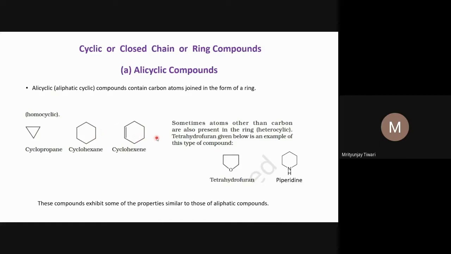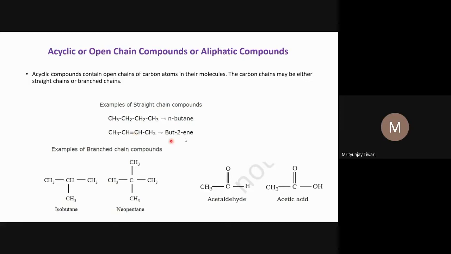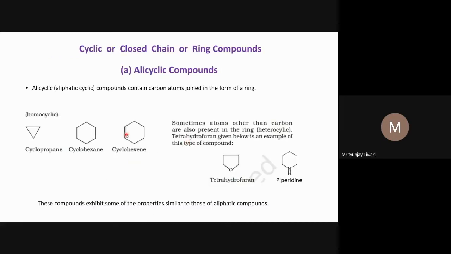Those aliphatic compounds we have seen can have double bonds and they can also have triple bonds. But in a ring structure, a triple bond is very difficult, because in the ring structure there should be a certain angle, then only the ring will be formed. If the triple bond is there in the ring, that angle will be less than 180 degrees, there will be a strain, so such molecules will not be stable.